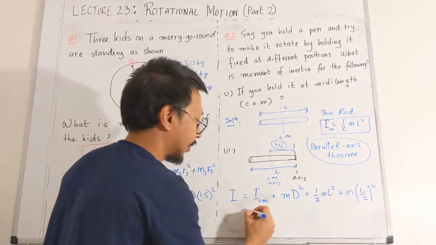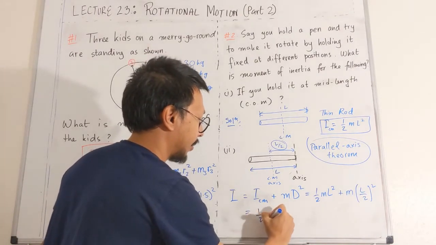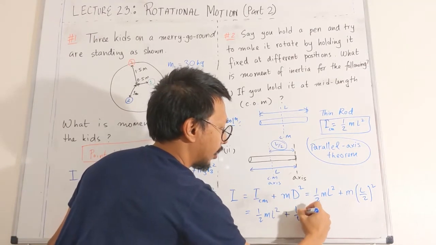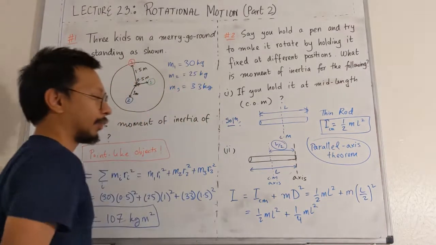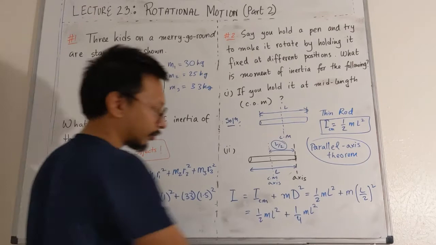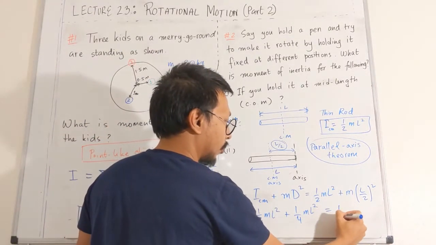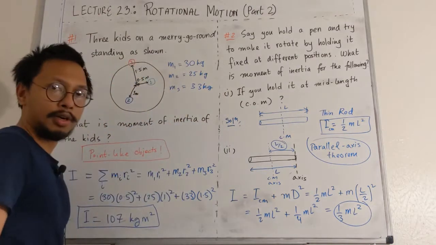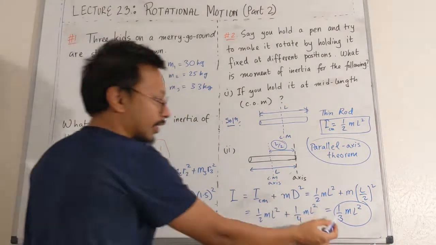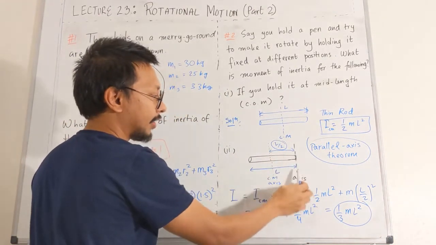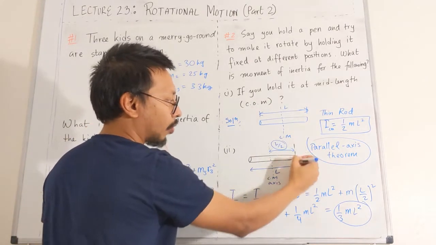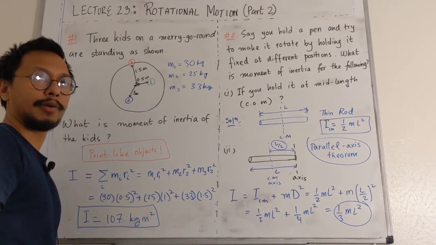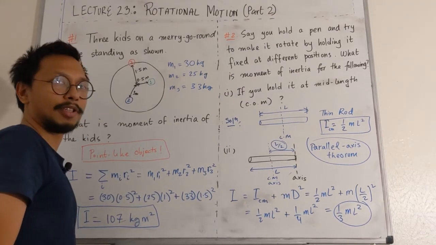So what do you have here? We have 1/12 ml squared plus 1 over 4 ml squared. If you add the two, you end up with 1/3 ml squared as your moment of inertia. This is the moment of inertia when you fix the axis of rotation to be at one end of the pen, and this is how we use parallel axis theorem. Okay, I hope this makes sense.